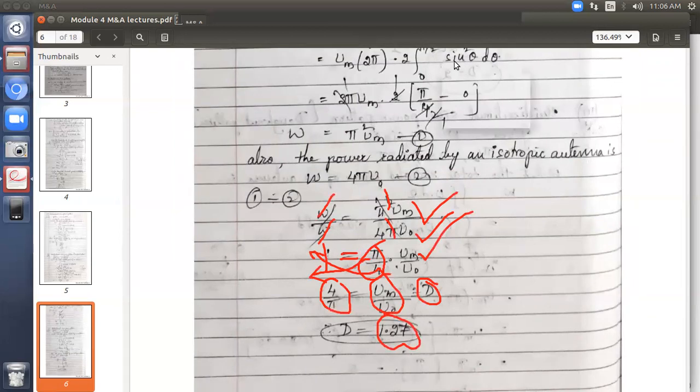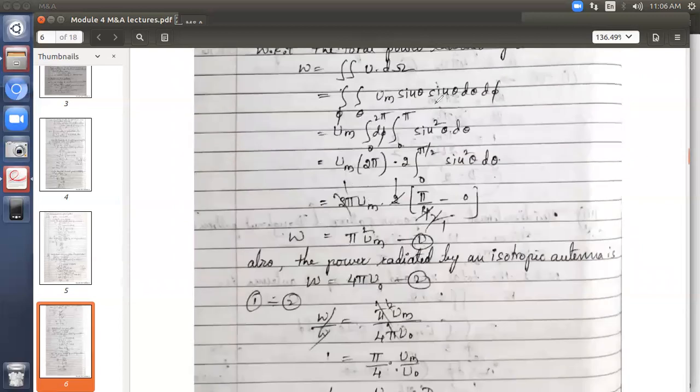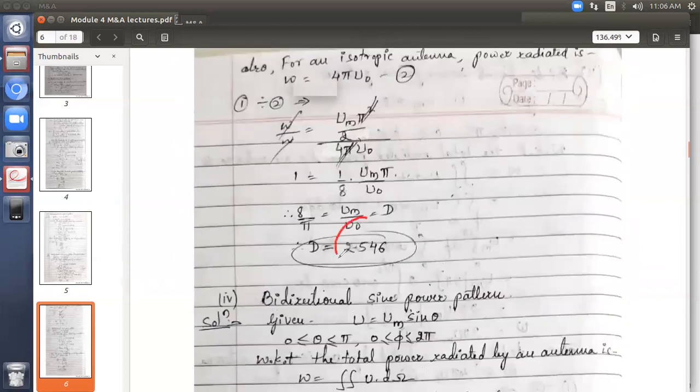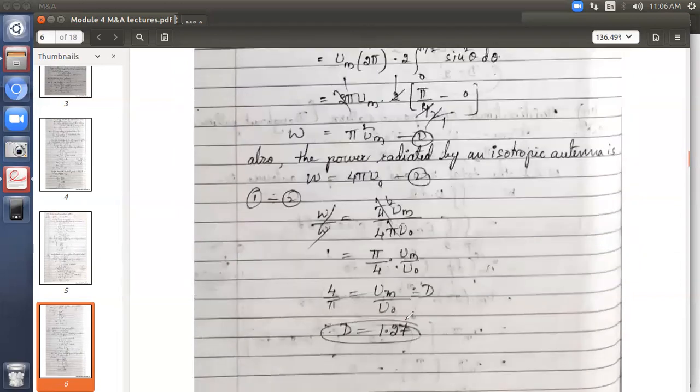Again, you can observe here, if you observe the unidirectional, you got 2.54. If you observe bidirectional, you got half of it, 1.27. 1.27 into 2, you calculate, you'll get 2.54. Okay. So again, unidirectional, bidirectional, the comparative values of directivity, if you observe, unidirectional is more, bidirectional directivity is half of the unidirectional.